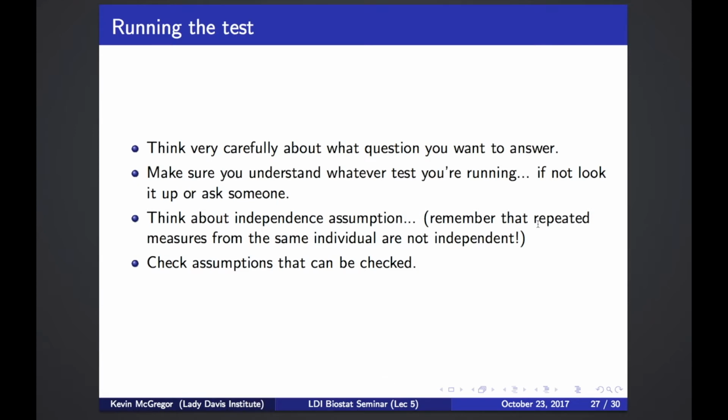Okay, so when it comes time to actually run the test, well, first off, you have to choose the test that you're going to do. So start out by thinking very, very carefully about what research question you want to answer. You want to make sure that you're choosing the correct test. For example, if you're interested in comparing two specific groups, then don't do an ANOVA, because an ANOVA is giving you that omnibus test.